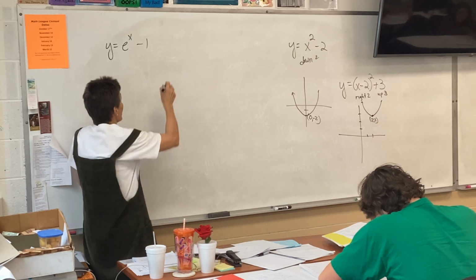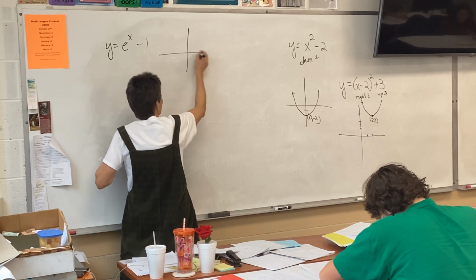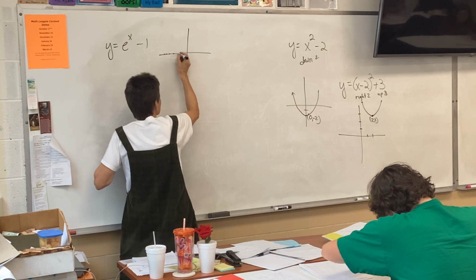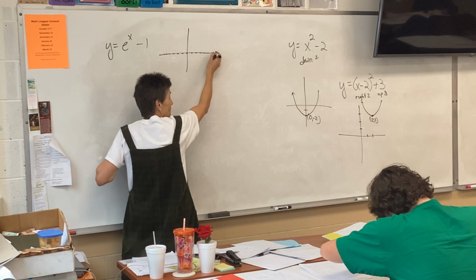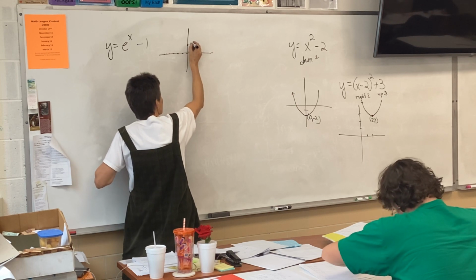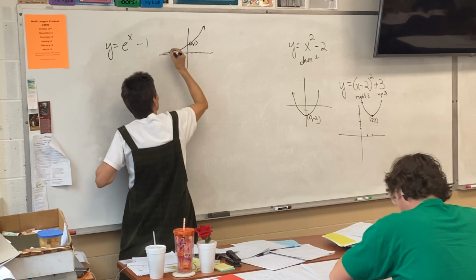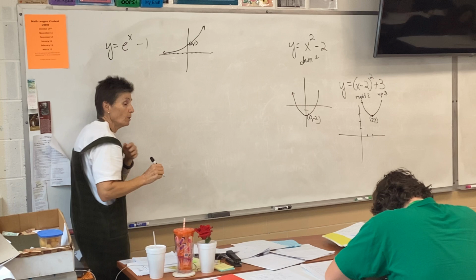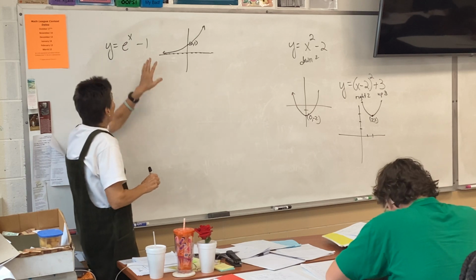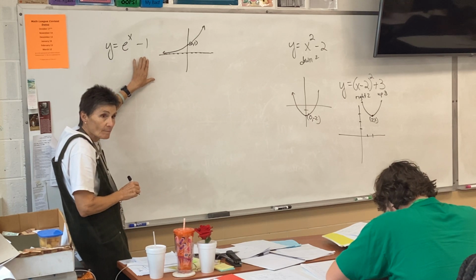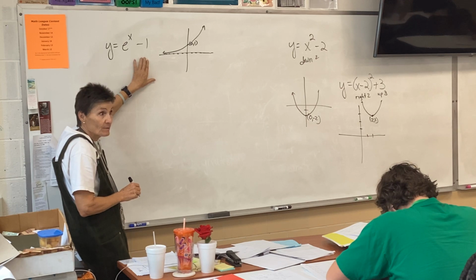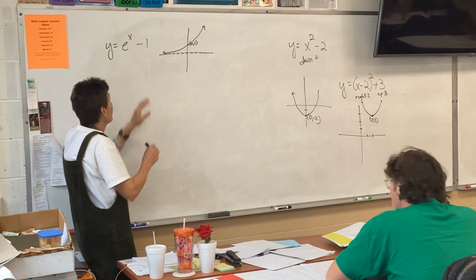Exponential. And the normal exponential has an asymptote right here, a dot at 0, 1, and shoots up through that dot like that. That's the normal exponential. What have I done to this? You go down 1. This goes down. Down 1.